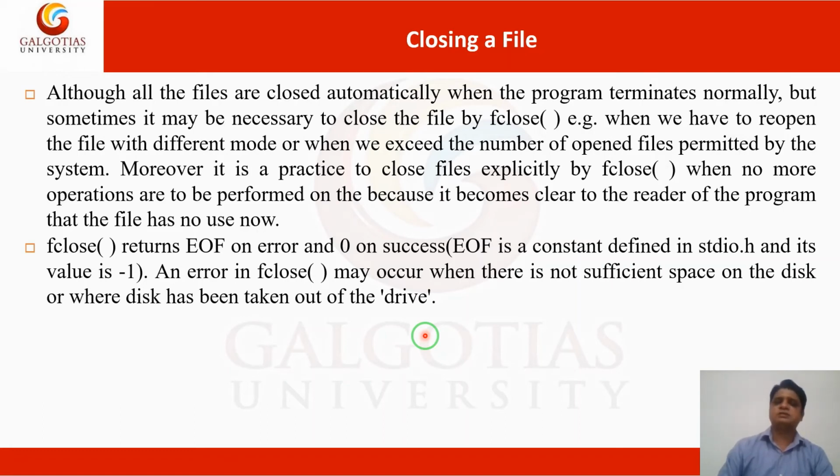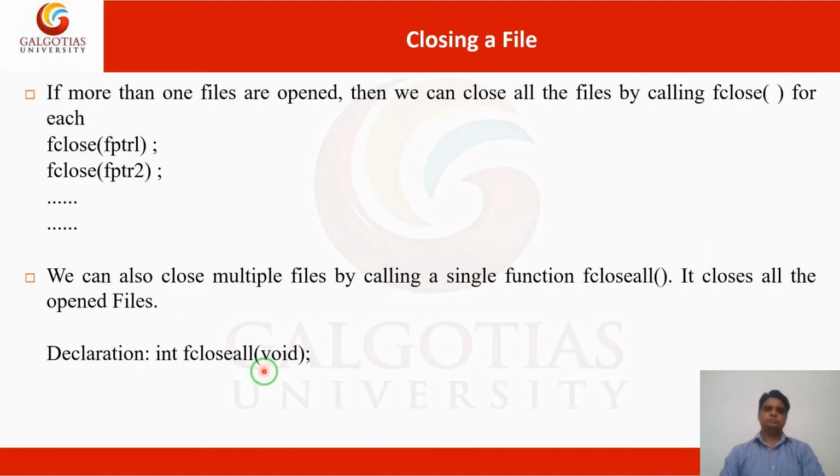So it is not necessary to close everything, but sometimes it is necessary to close the file with the fclose function. fclose returns EOF on error and 0 on success. For EOF, the value is always -1. If you have opened more than one file, you have to close them like fclose(fptr1), fclose(fptr2), or you can use fcloseall(void). This is another method to close all the files.